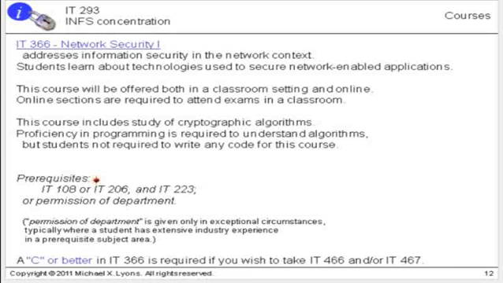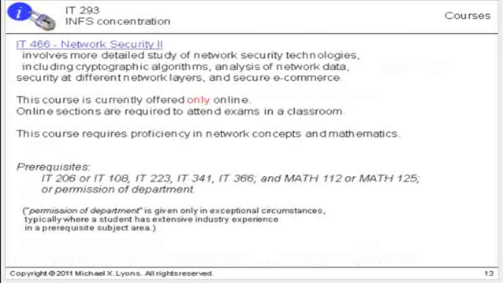And as we showed earlier on the map, this course is a prerequisite for both 466 and 467. So if you take this course and want to do one of those, you need to get a C or better in this course. So the first follow-on course from 366 is IT 466, Network Security 2. And here we go into a more detailed study of those technologies. We get into the details of certain algorithms for different cryptographic functions.